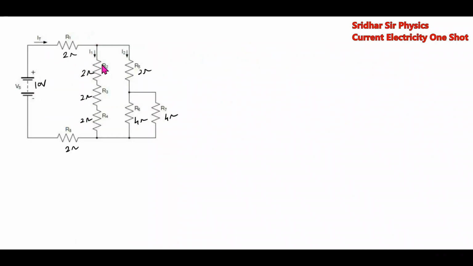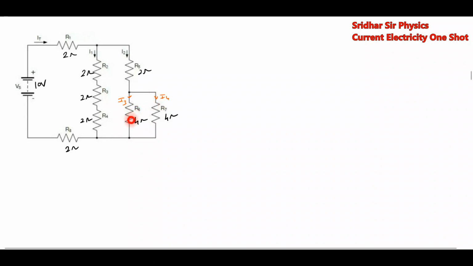Next, we have the circuit. We have to calculate the current in all the branches. Here the total current will be IT. It will branch here into I1 and I2. Now this current again will branch here. Here we have the junction. So it will become I3 and I4. We have to calculate all these currents.